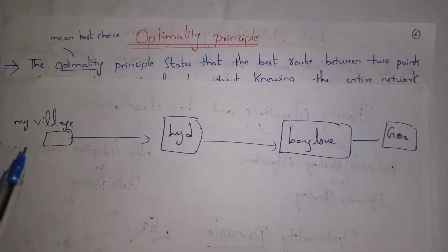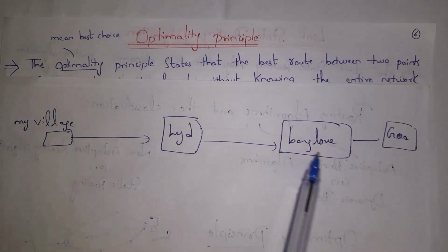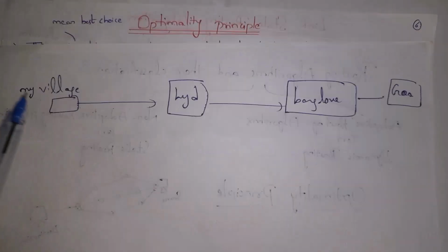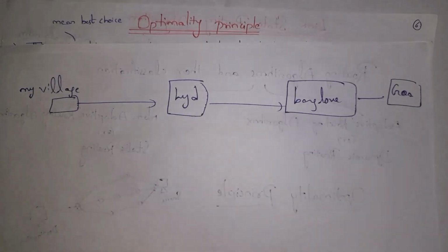So if there is a best route from my village to Goa, then there will be a best route from my village to Hyderabad, Hyderabad to Bangalore, and from Bangalore to Goa. So the optimality principle says that if there is a best route from source to destination, then all remaining routes are also considered best routes. So my village to Hyderabad is a best route, Hyderabad to Bangalore is a best route, and similarly Bangalore to Goa is a best route. So all remaining routes are best routes.